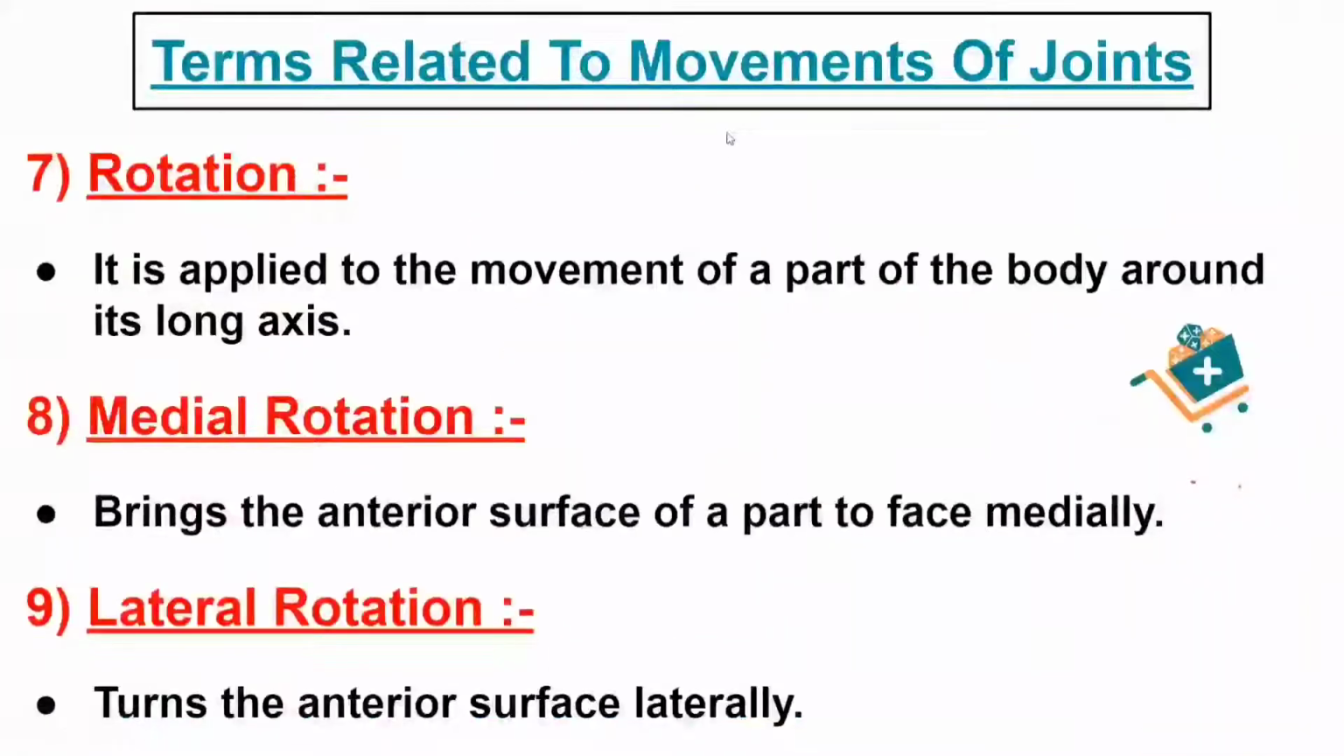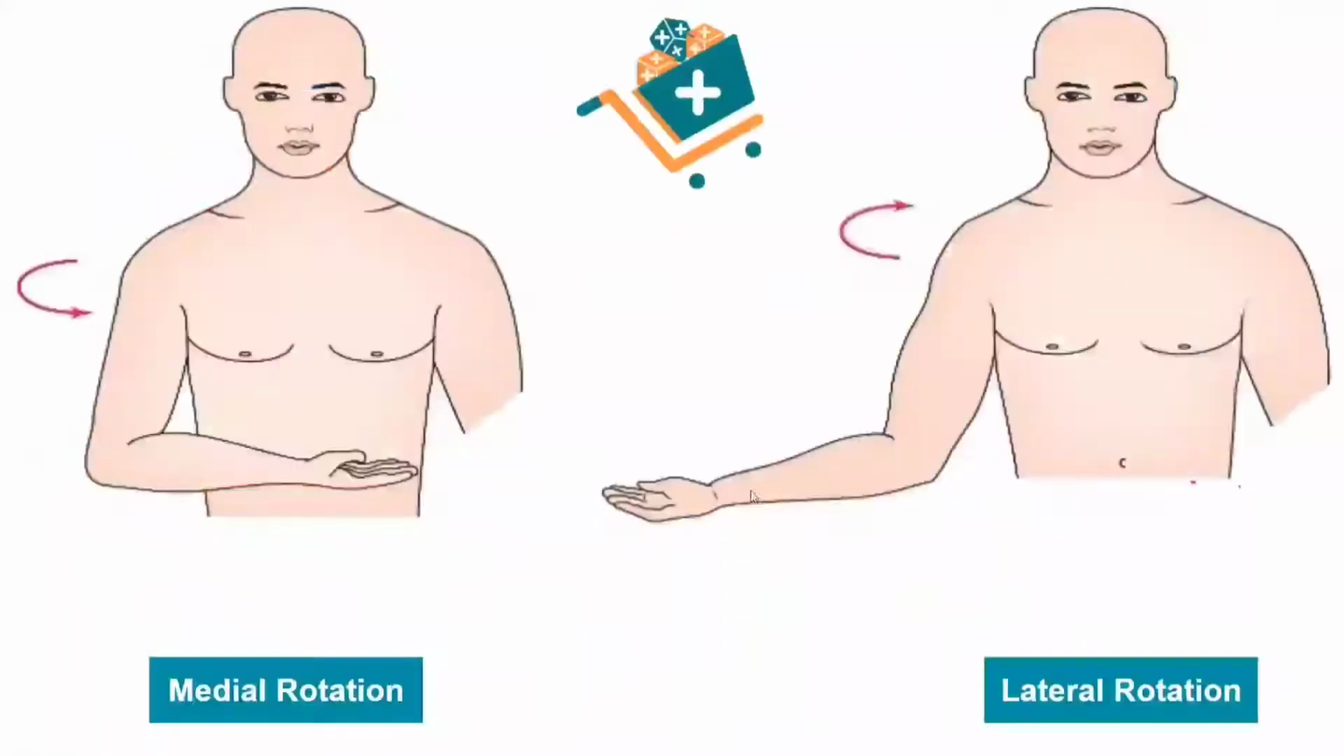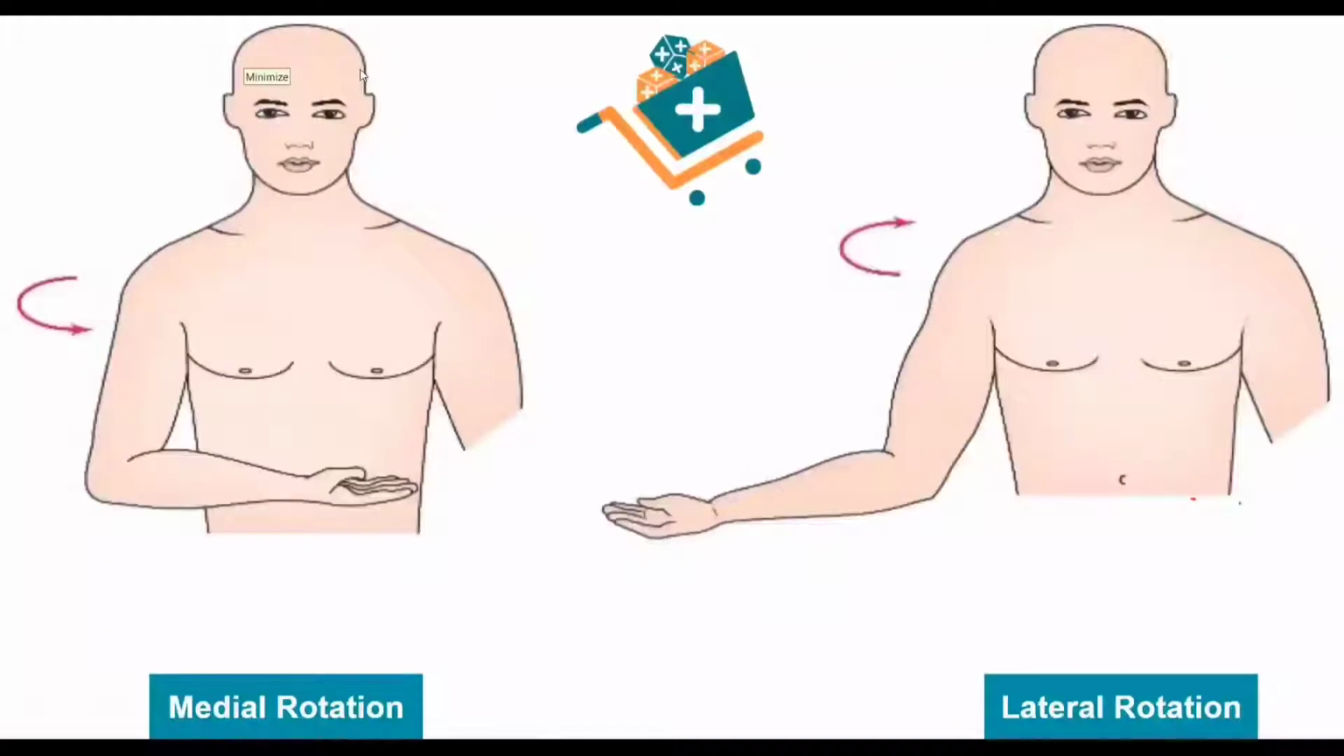See, adduction, abduction of the thumb I showed you. Now rotation: whenever a part is rotated along a long axis, it is rotation. Medial rotation is when it is rotated towards the midline. Lateral rotation is when it is rotated away from the midline. This figure will be clear when I show my movements. That is medial rotation, moving towards the midline, and moving away from the midline is lateral rotation. Next slide.